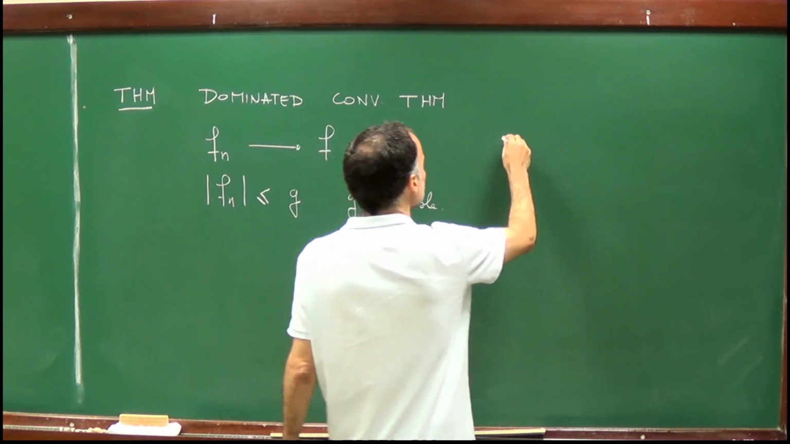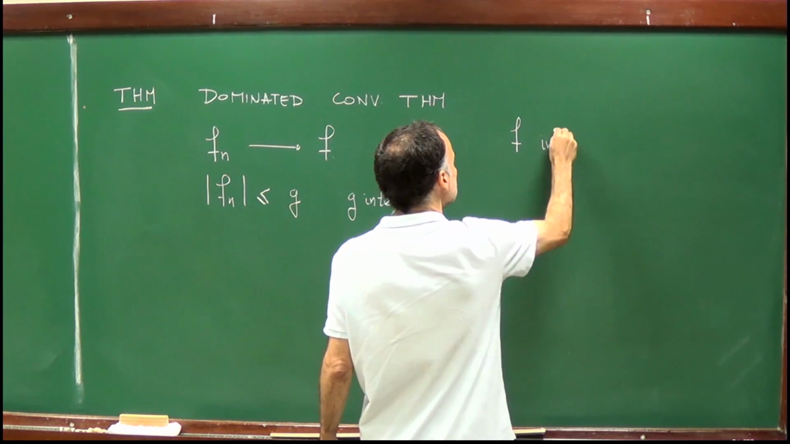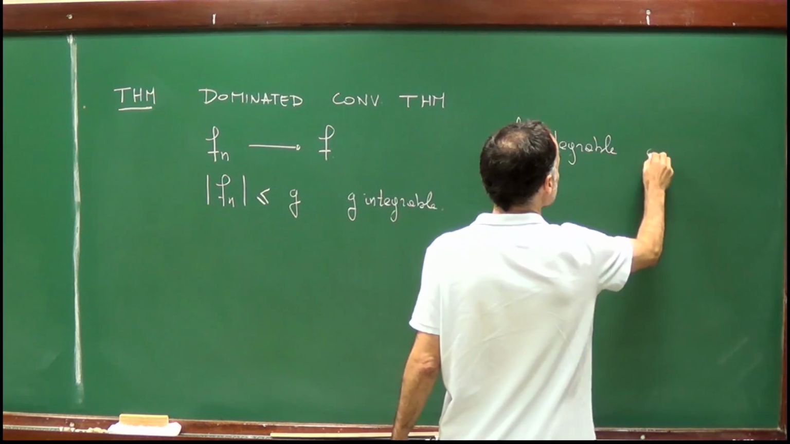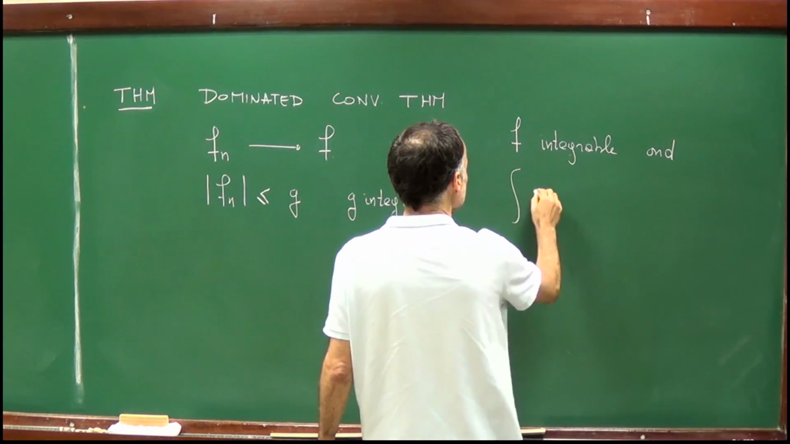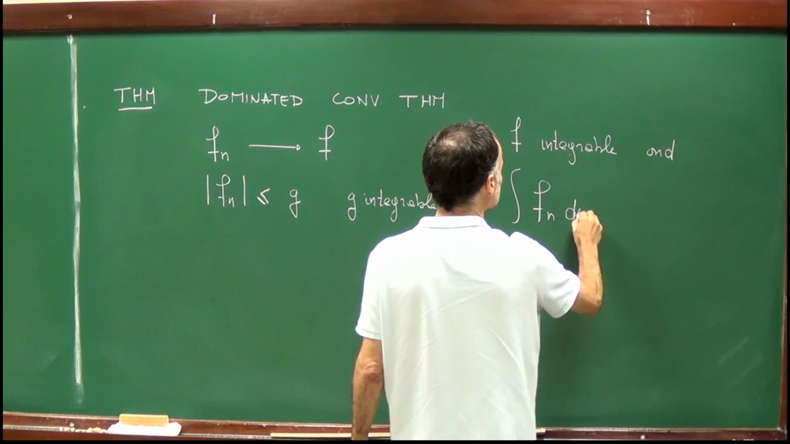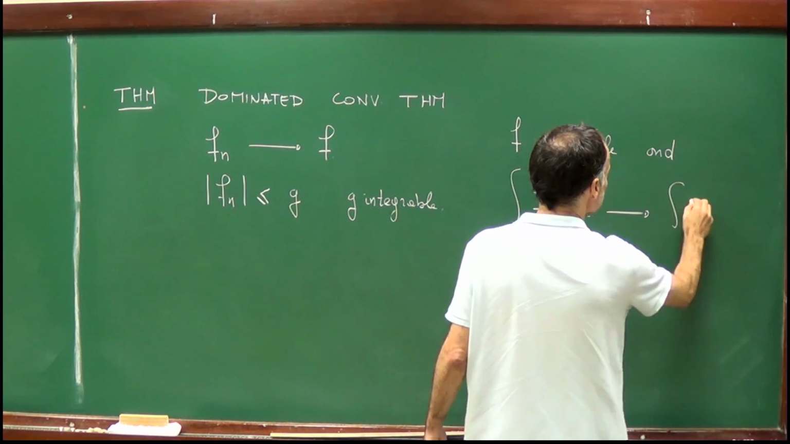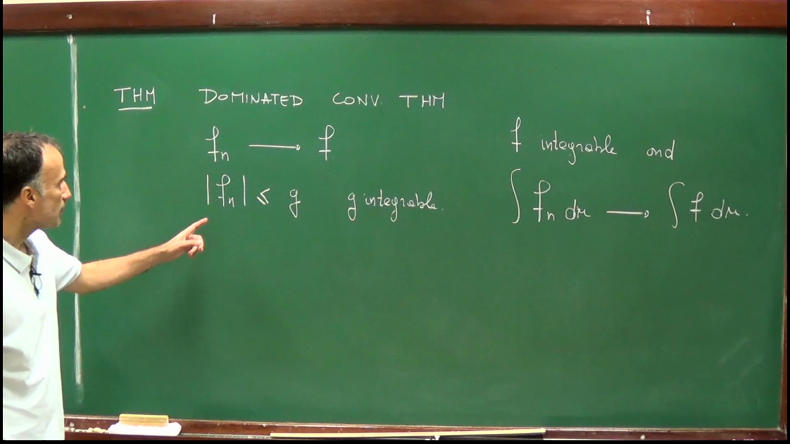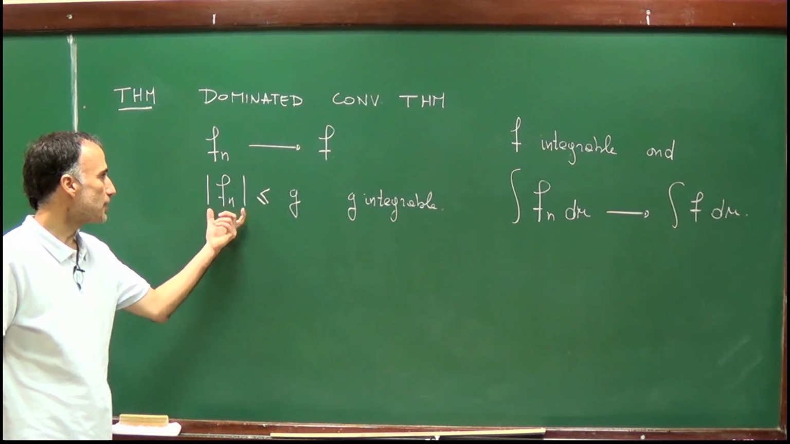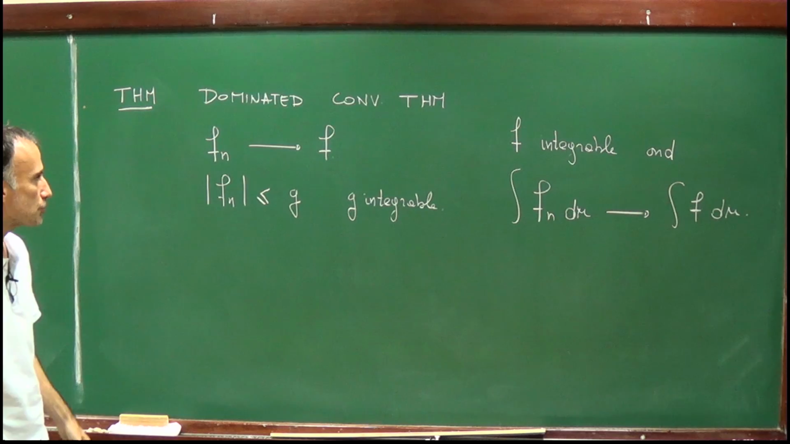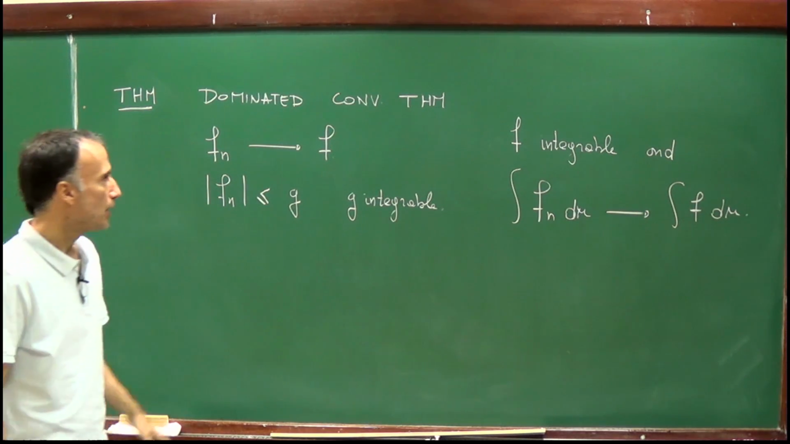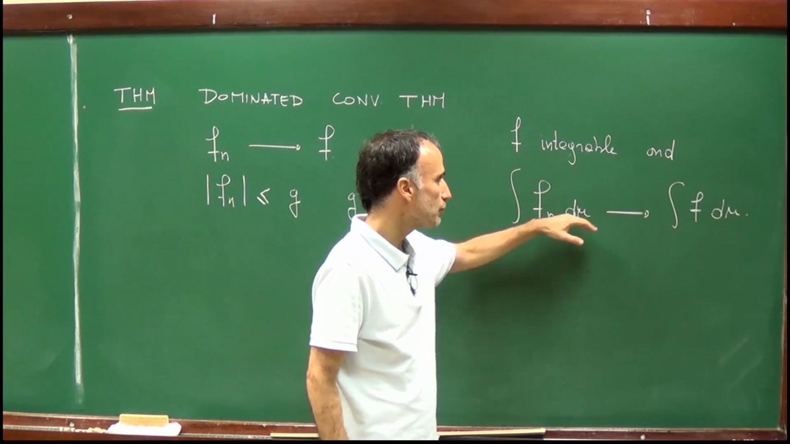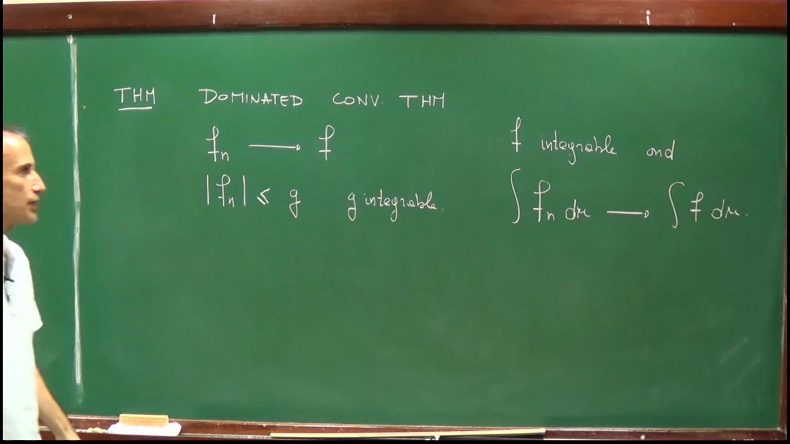Then the claim is that f is integrable, and the integrals of fn with respect to mu converge to the integral of f. Observe that fn is integrable because the absolute value of fn is bounded by an integrable function, so we know already that fn is integrable. And what this theorem is saying is that f is integrable and the integrals of fn are converging to the integral of f.